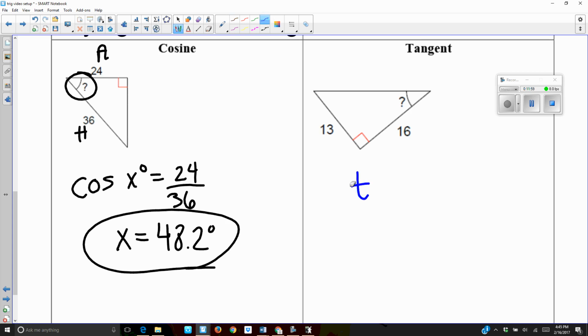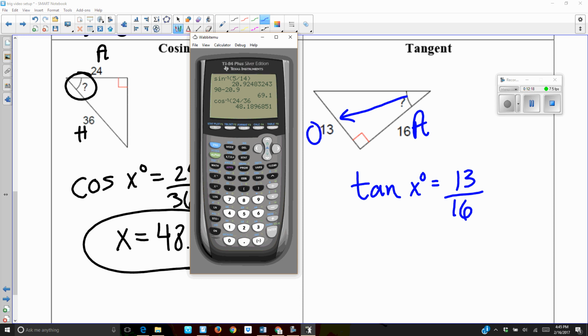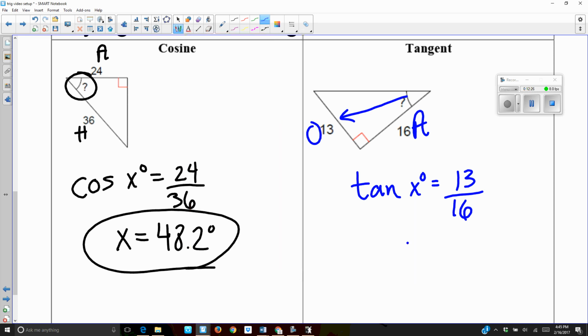And the last one, the tangent of the unknown angle. Thirteen is opposite from the angle you're trying to find. 16 is adjacent. So that's how I knew we were going to use tangent. So in your calculator hit second tangent, 13 divided by 16. So about 39 degrees roughly.